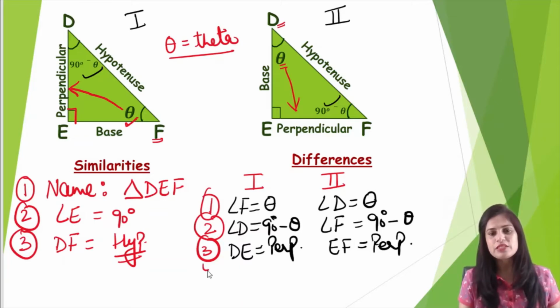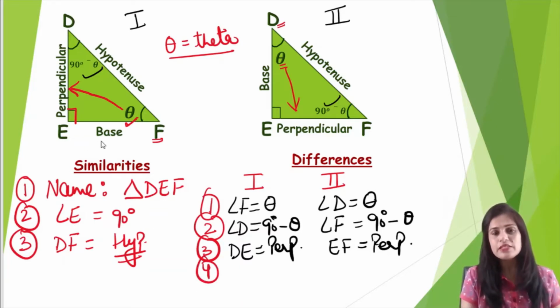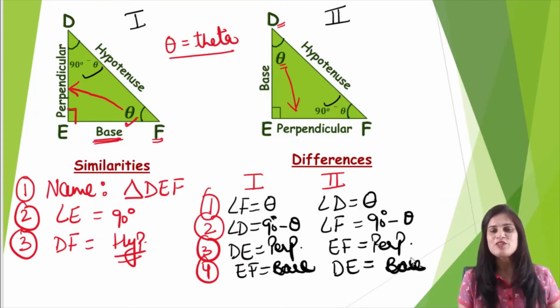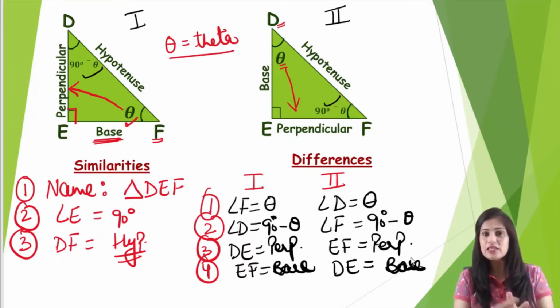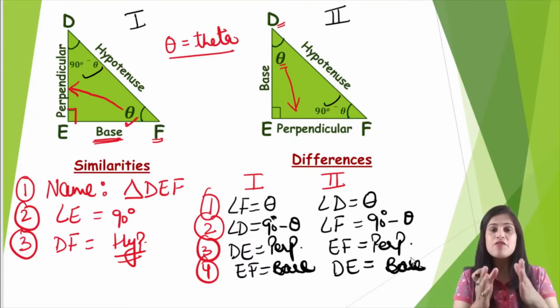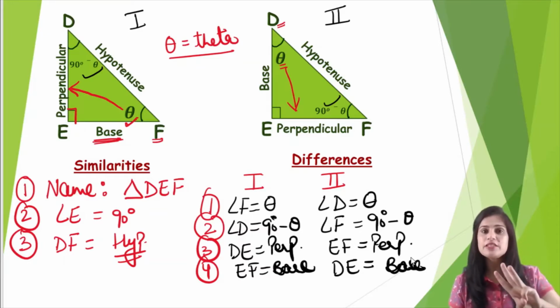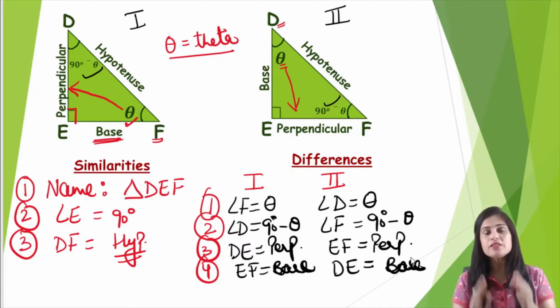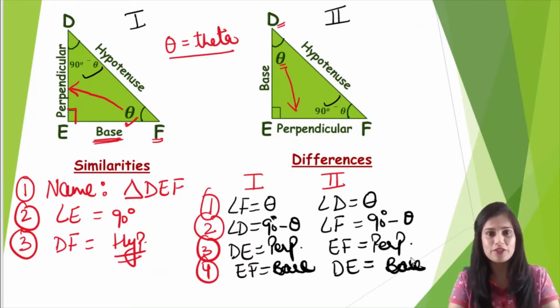Now the last difference. You can see the remaining side. Remaining side means base. In the first triangle the base is EF. Yes. And what is the base in the second triangle? The base in the second triangle is DE, isn't it? So here we are done with the activity, and see the conclusion now. The conclusion for this activity is that we are able to find the three sides of a right angle triangle as hypotenuse, perpendicular and base according to the angle which is chosen for finding the problems in trigonometry.